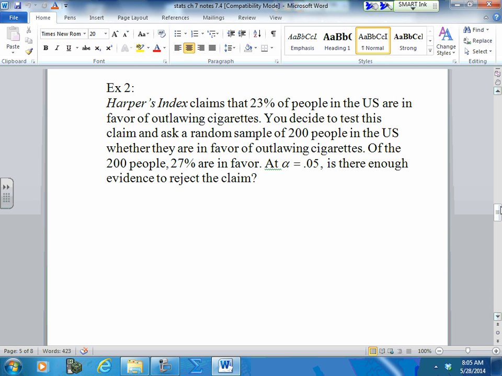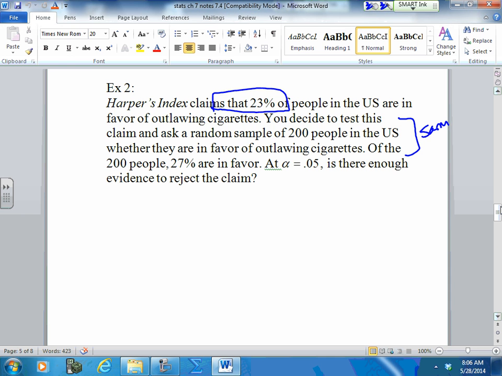Harper's Index claims that 23% of people in the U.S. are in favor of outlawing cigarettes. Now, this book is old, you can tell. What do you think that percent is probably now? Probably close to the 80s or 90s, right? Everywhere you go, there's no smoking allowed anymore. So this book is old, and this might be one of their made-up claims. So therefore, you decide to test this claim.